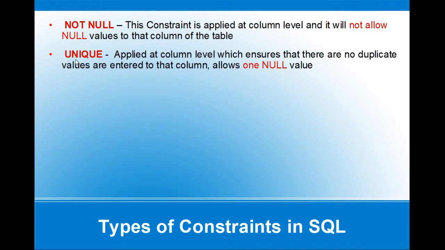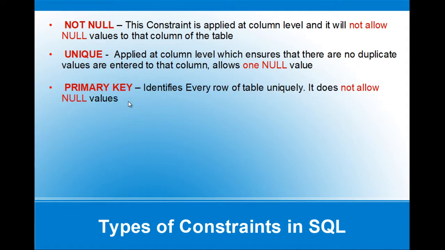Next one is UNIQUE. As the name suggests, it will ensure that that particular column will have unique values. It will also allow one null value, since null is treated as one of the unique values. So it will allow only one null value, and the rest will all be distinct values. That's how the unique constraint helps you maintain unique records in a column.